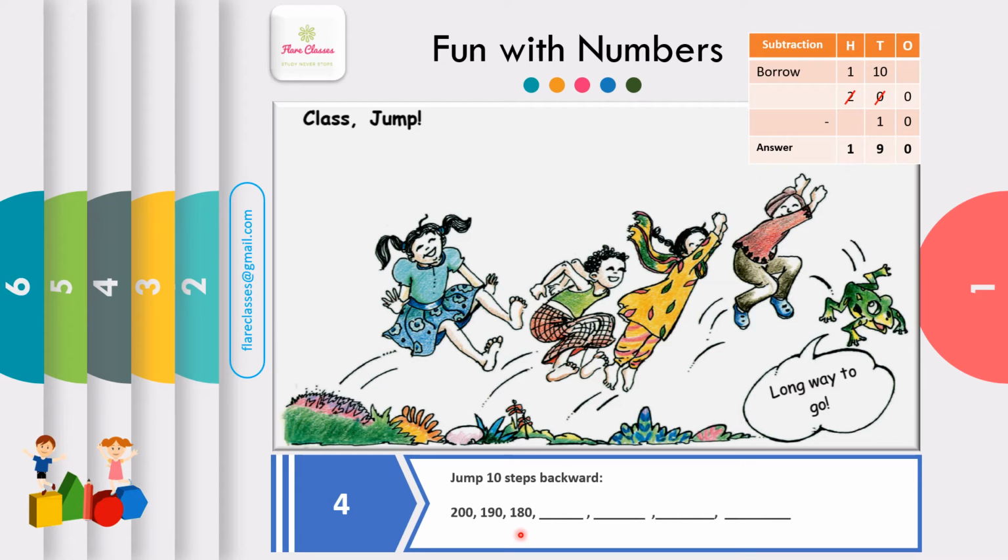Next step will be 190 minus 10. It will be 180. 180 minus 10, 170. 170 minus 10, 160. 160 minus 10, 150. And final number will be 150 minus 10, 140.